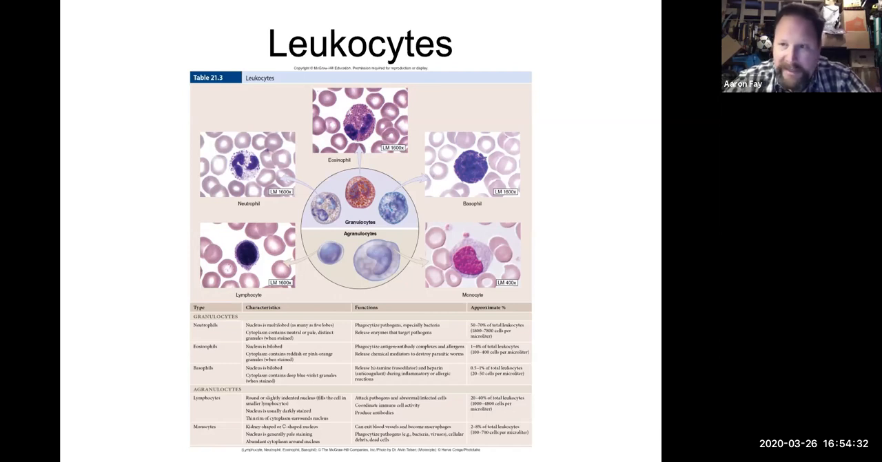So listing the cells by which are most common, neutrophils are the most common, 50 to 70%. Lymphocytes are the next most common, 30 to 40%. After that, I would say would be monocytes at around 5 to 10%. Eosinophils are down by like 3%, and basophils are the most rare at 1% or less.